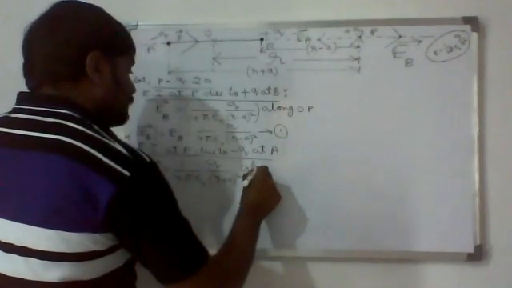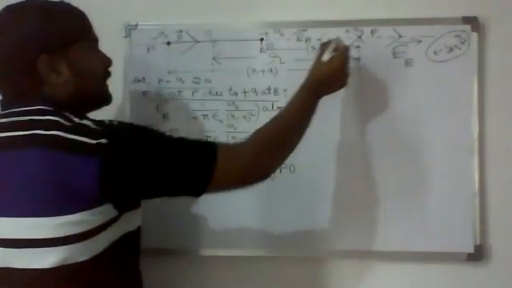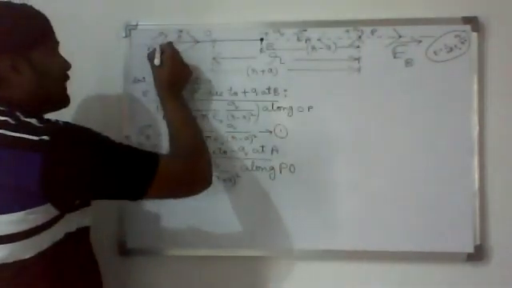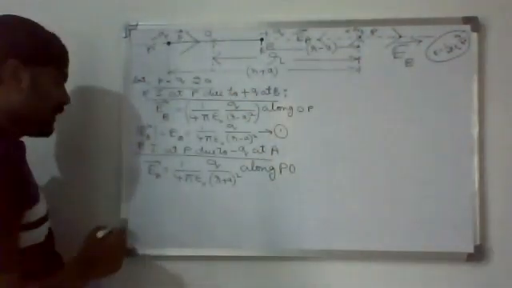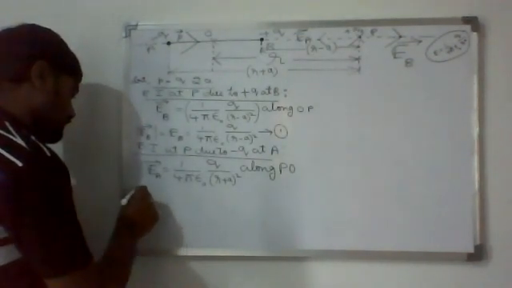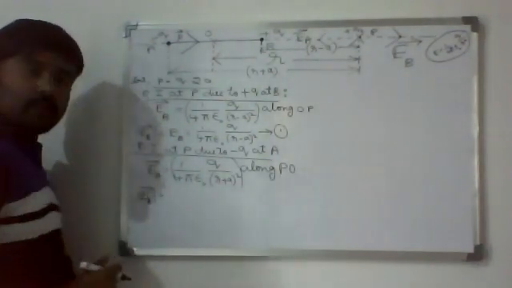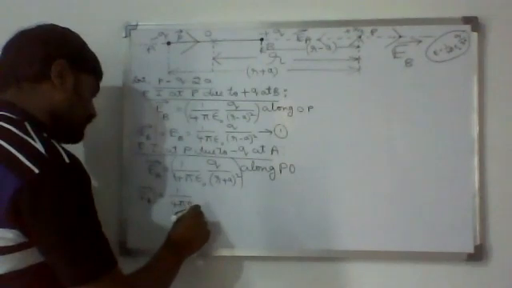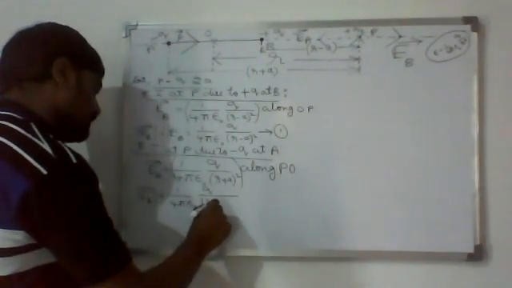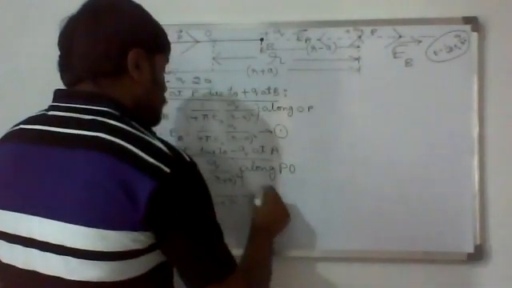And this is along which direction? A vector along P to O. Plus Q naught will experience an attractive force due to minus Q at A, that is directed from P to O. The magnitude of the E_A vector is 1 divided by 4 pi epsilon naught Q divided by (R plus A) whole square. Call this equation number 2.